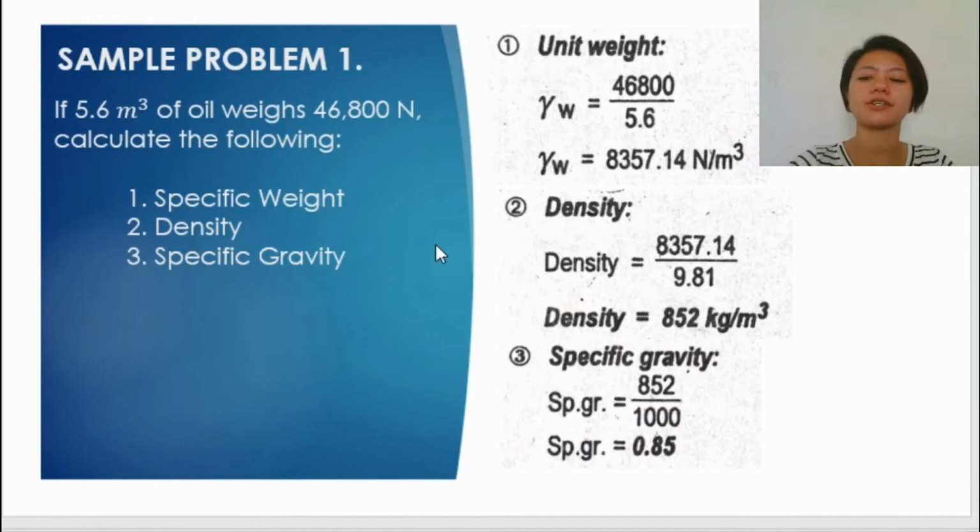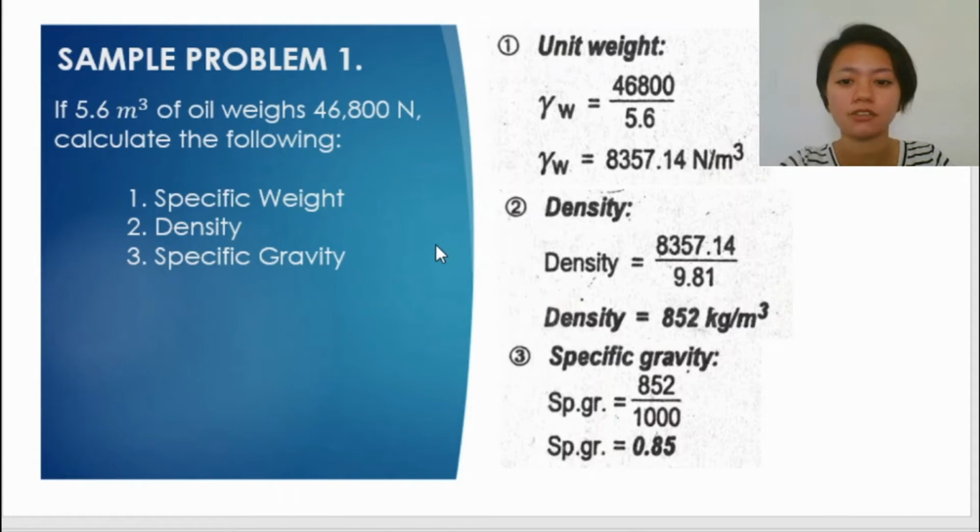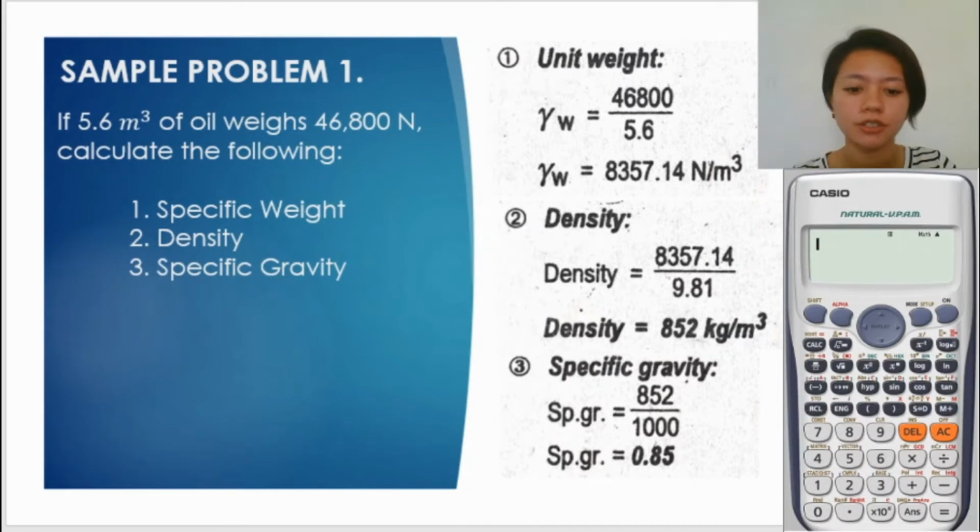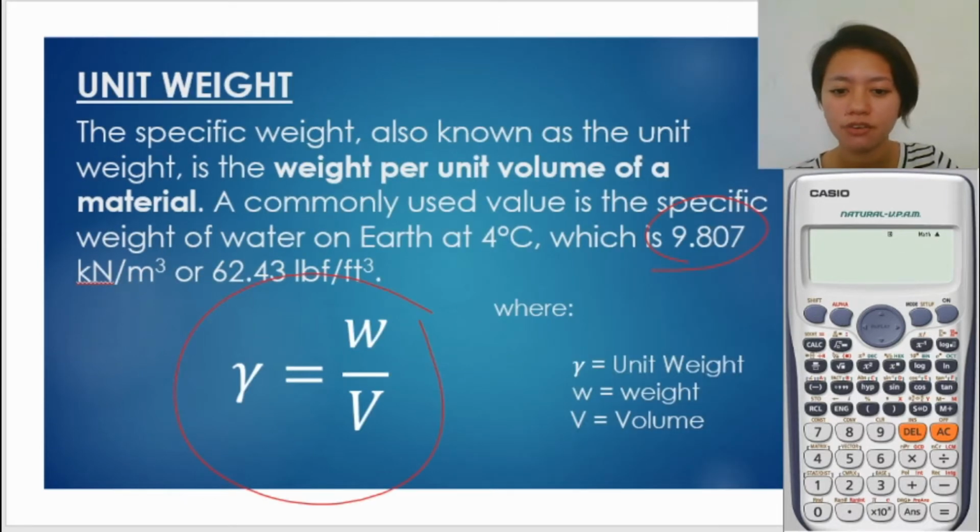So we have here, if 5.6 cubic meter of oil weighs 46,800 Newton, calculate the following: 1, specific weight, 2, density, 3, specific gravity. So for number 1, specific weight. What is our formula for specific weight or unit weight? It is weight over volume.